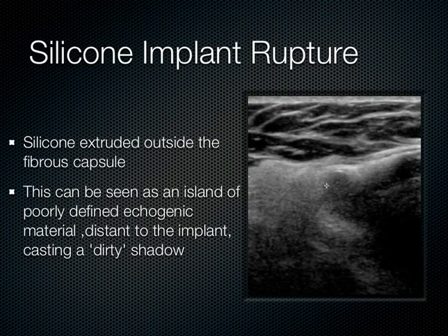Now, when you do have rupture, what happens is the silicone, if it's a silicone implant, extrudes, and you can see it outside. Here's this fibrous capsule coming along here, and then we see it sort of outside. This is described here as poorly defined echogenic material distant to the implant with a dirty shadow or difficult to demarcate shadow here. This is a sign of silicone implant rupture. If it's a saline implant rupture, it just looks like anechoic, free fluid seen in different tissue layers.